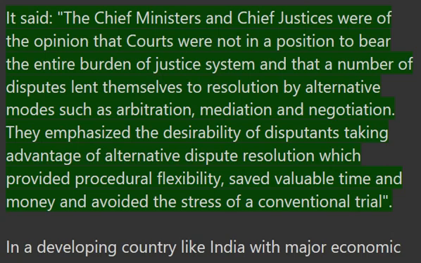They emphasized the desirability of disputants taking advantage of alternative dispute resolution, which provided procedural flexibility, saved valuable time and money, and avoided the stress of a conventional trial.